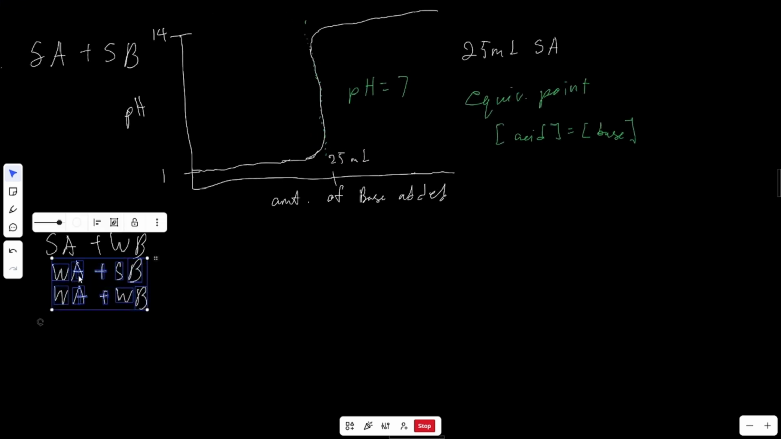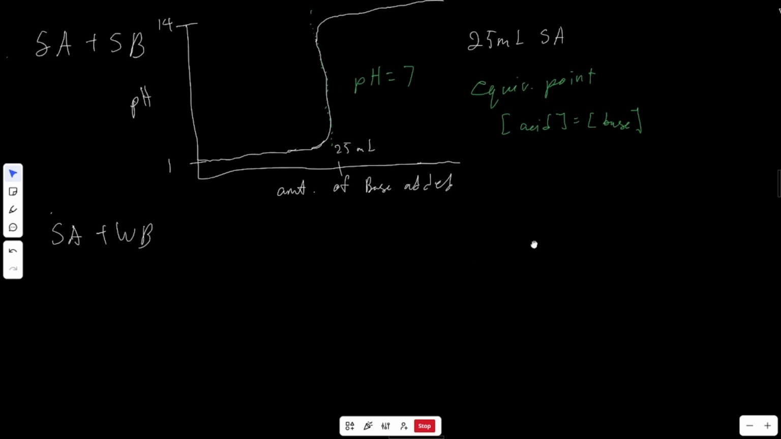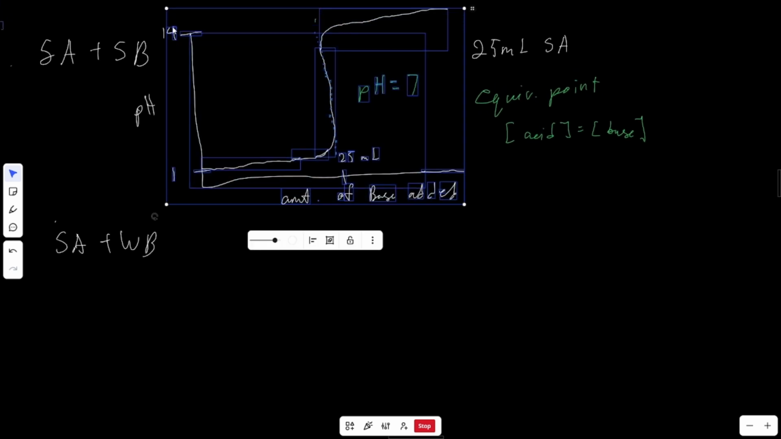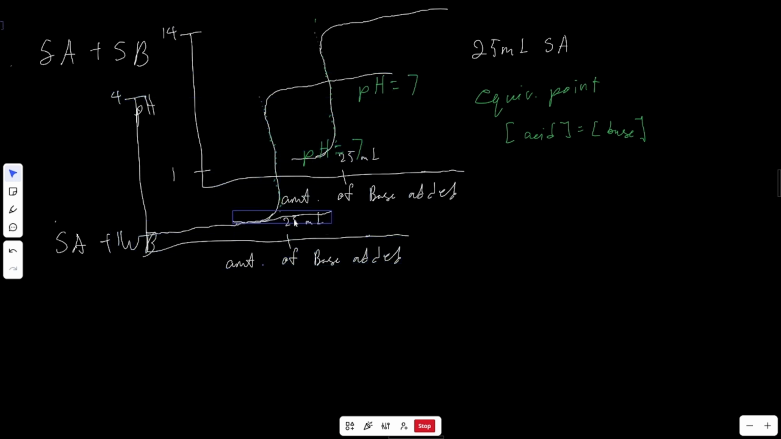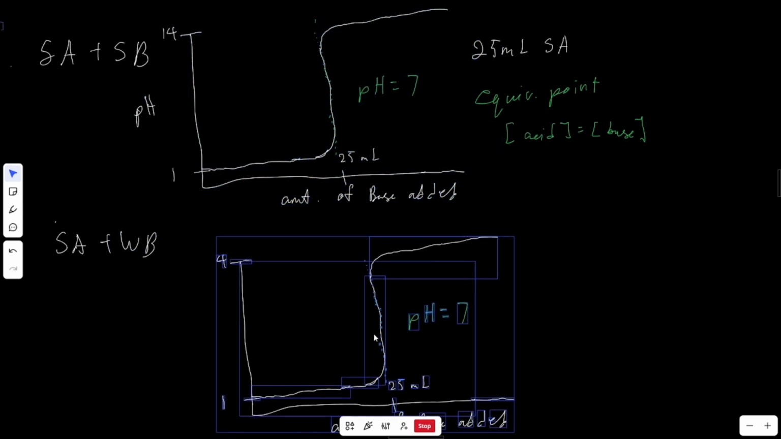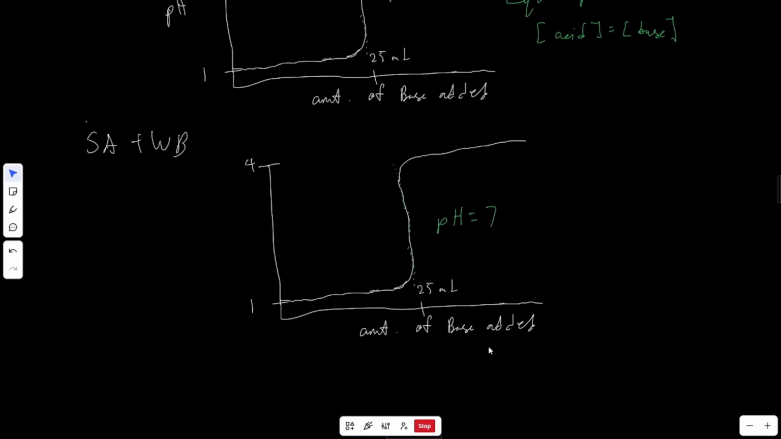Let's try this time with a strong acid and a weak base. So a strong acid and a weak base, let's just copy this. We're going to put this down here, right there. Now we're just going to remove everything else.